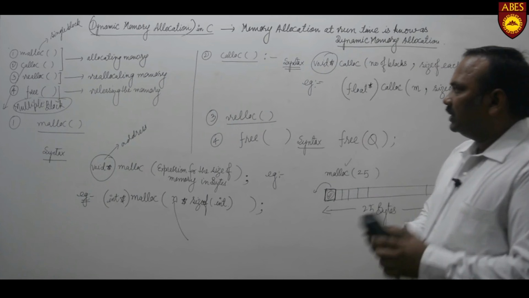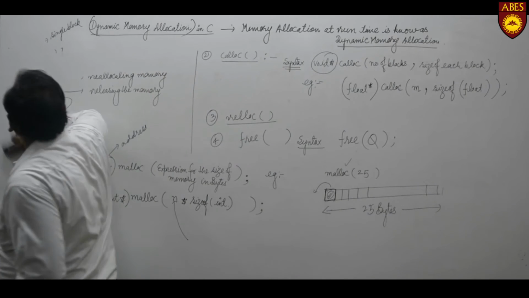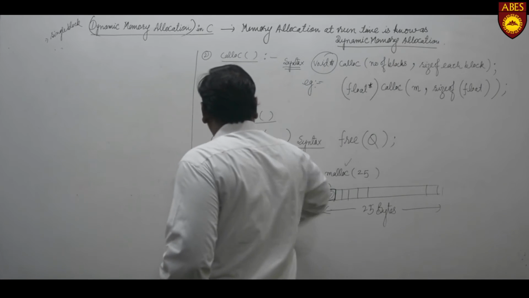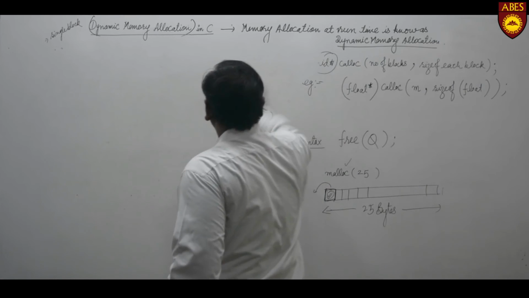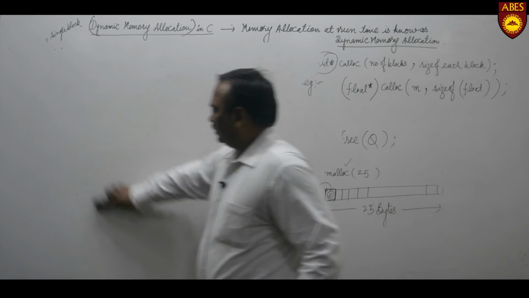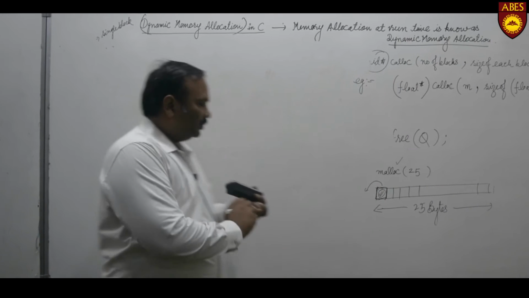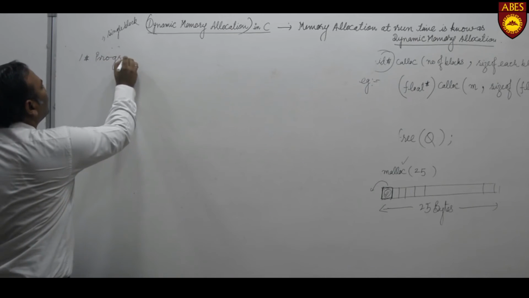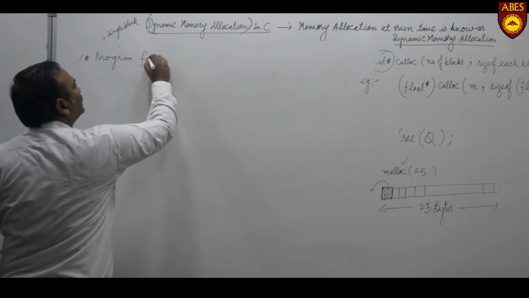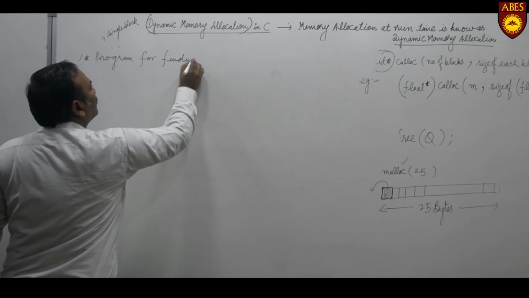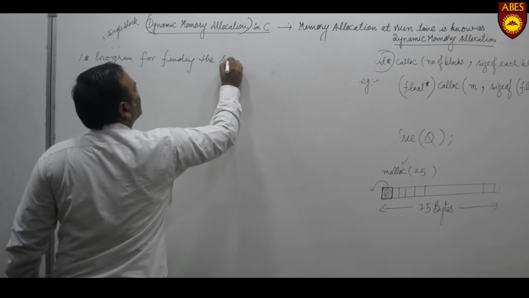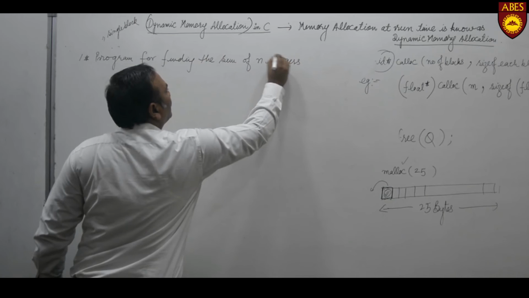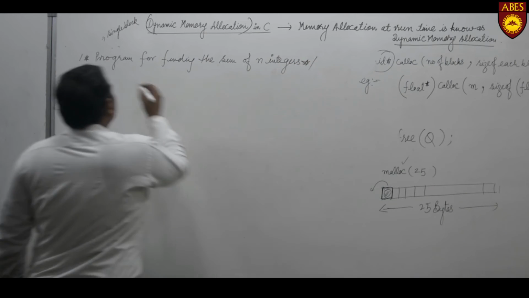Now let us take some problems so that we can clearly understand how we use malloc or calloc. Let us take a very simple program for finding the sum of n integers. Very simple program. In the first program I'll use malloc, then I'll use calloc.